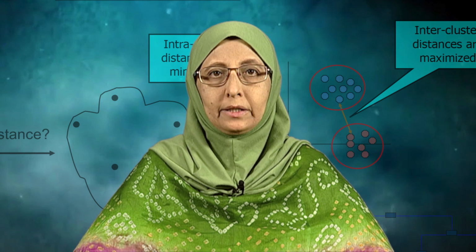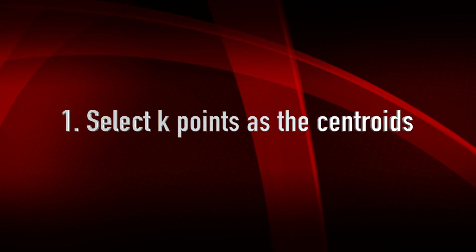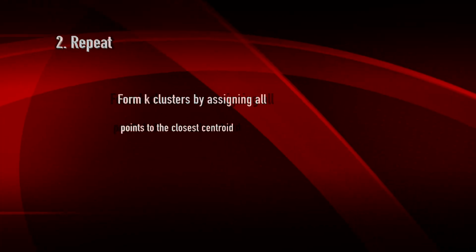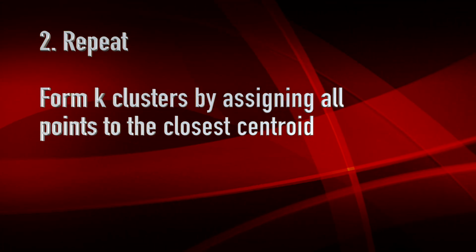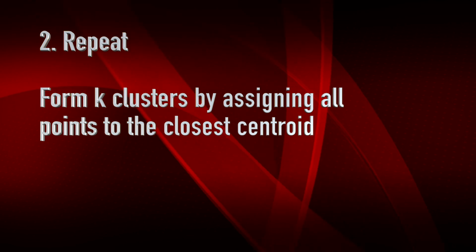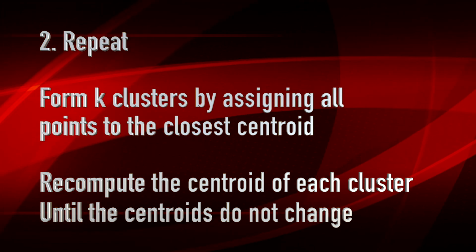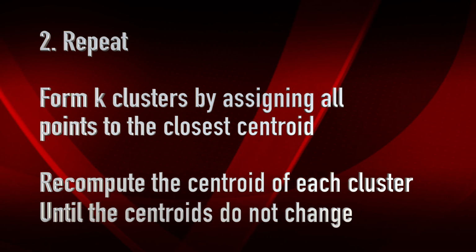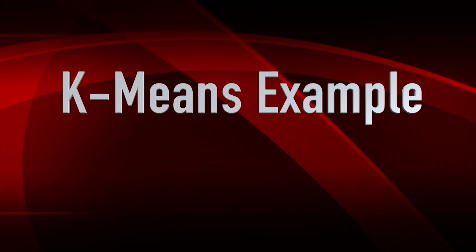Now, let us take a look at the k-means algorithm, which is a partitional algorithm. In step 1, we select k points as the centroids. So, we are given some number of points. From that, we will randomly select k points. Then, we will repeat the following 2 steps. 1. Form k clusters by assigning all points to the closest centroid. 2. Recompute the centroid of each cluster after doing this. Now, you keep doing these 2 steps until you find that the centroids do not change.